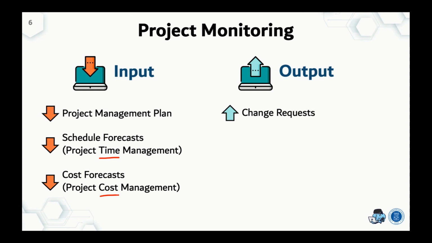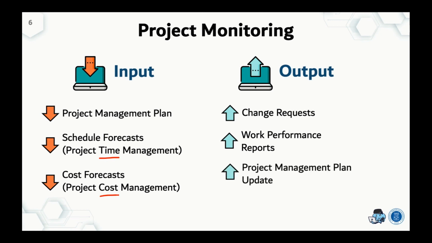The outputs of project monitoring are, first, a change request, which means how we can augment the project management plan based on the current situation. The second is the work performance report, which means the current work performance report. The third is the update of the project management plan based on the change request and work performance report. And lastly, this update we put out in the project document update.